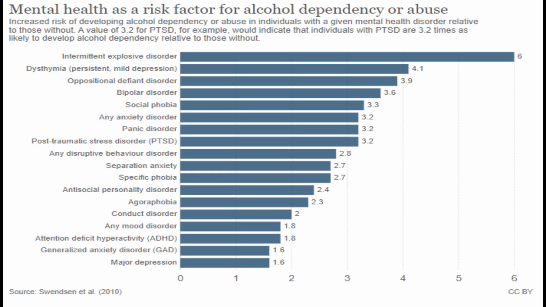Conclusion. Alcohol is a complex substance that affects our body and brain in various ways. Understanding its impact and knowing your limits is essential for responsible drinking.